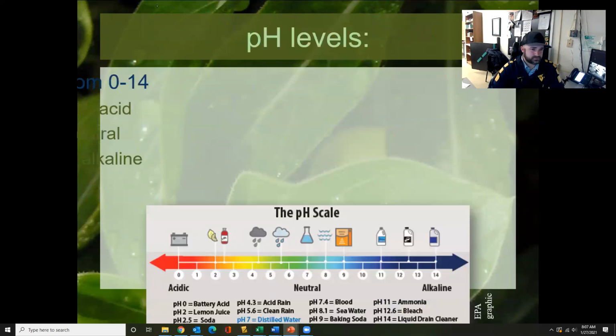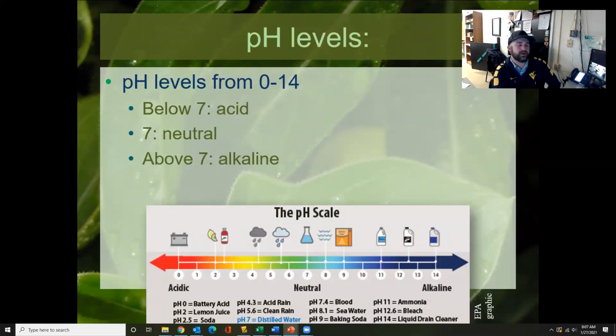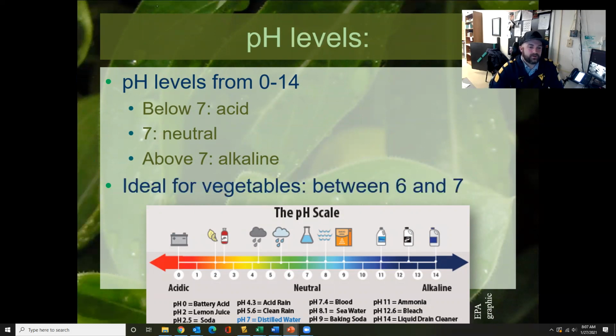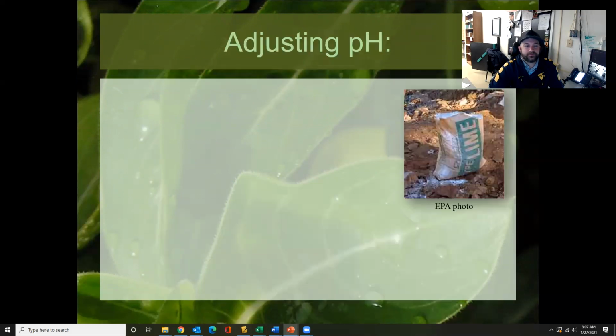packed for shipping. Then moving into pH levels, we have levels 0 to 14, below 7 acid, 7 is neutral, and above 7 is going to be alkaline. And ideal for vegetables between 6 and 7.